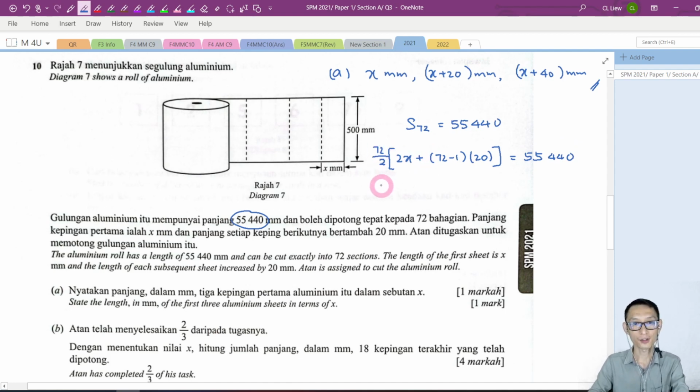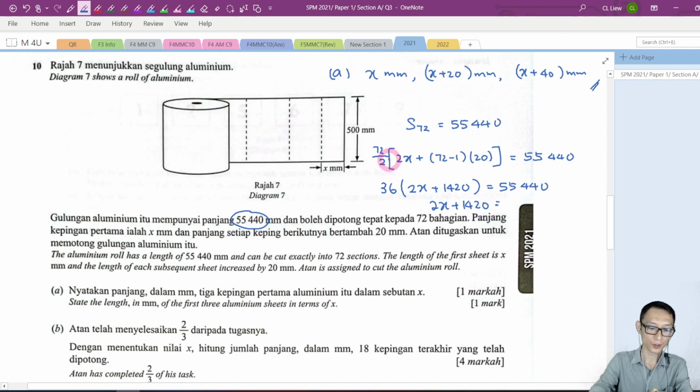So this is 36, 2x, just copy, and this is 71. 72 minus 1 will be 71. 71 times 20, you will get 1420. Okay, 55440. I take this one divided by this. 2x plus 1420 is equal to this divided by this. 55440 divided by 36, you will get 1540. Can you see this one?